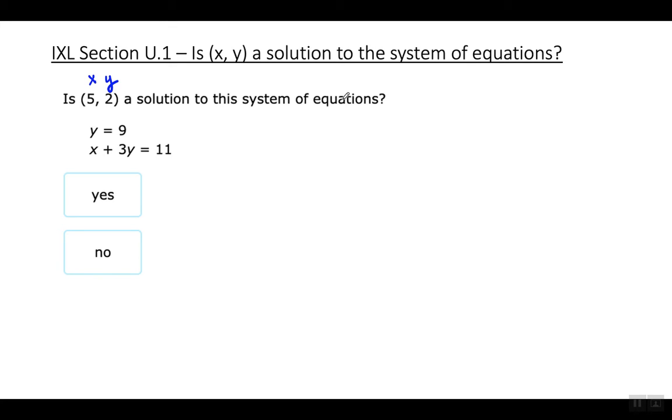All right, so on the top, when you do that, you're going to get 2 equals 9, which is obviously false. So I'm not even going to bother to do the bottom one, because the top one is false. Therefore, it cannot be a solution to this system of equations. If the top would have been true, like let's say the coordinate for y would have been 9, then I would have continued to check the bottom one. But I only substitute the value of y right there.